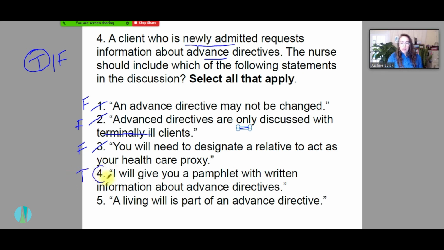Would that be an answer if it was like, what's the most important thing you should do for advanced directives? Probably not. Just give them a pamphlet and say, here, go read it. But it is definitely true, and it's a select all that apply, so I'm going to pick it. And then number 5, a living will is part of an advanced directive. So that is true. Remember I said a living will and healthcare proxy are parts of advanced directives. Okay, so it's 4 and 5.